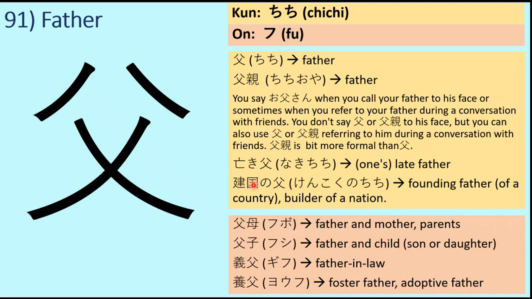Then we have a few onyomi readings. The first one is fubo. Fubo means father and mother. So fu is father, bo is mother. We will look into this bo reading in the next symbol. But for now, fubo means father and mother, that is both parents. Then we have fushi. Fushi means father and the child, which may be either son or daughter. So when this is taken together, fubo means both father and mother, parents, and fushi means father and the child. Then we have gifu. Gifu means father-in-law.